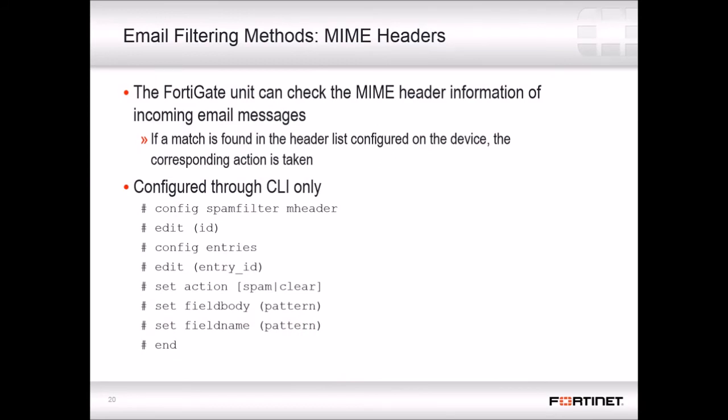Emails all contain MIME headers which describe different aspects of the email, such as who sent it, the language, the subject, and other options as well. The Fortigate unit can inspect MIME headers to attempt to detect email as spam. The MIME header check rules can only be set up using the CLI. This is really an expert option and should not be employed by anyone without a solid understanding of email functionality.